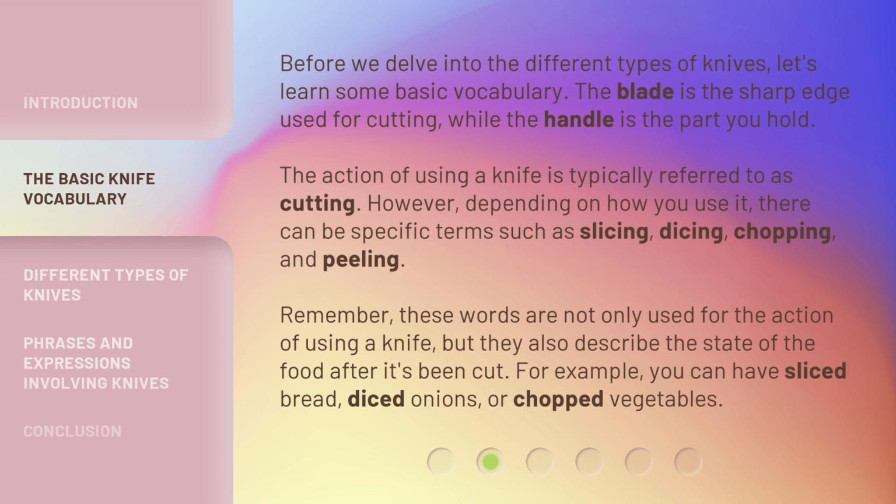Remember, these words are not only used for the action of using a knife, but they also describe the state of the food after it's been cut. For example, you can have sliced bread, diced onions, or chopped vegetables.